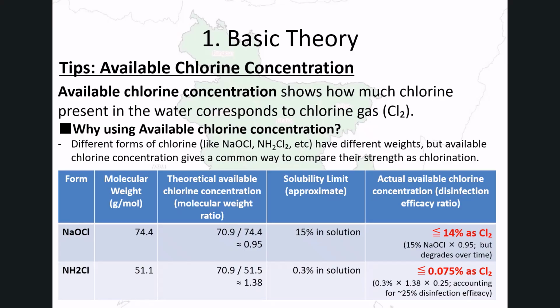The table shows how these forms differ in solubility and effective chlorine percentage. Sodium hypochlorite has a higher available chlorine concentration and stronger disinfection ability compared to chloramine.